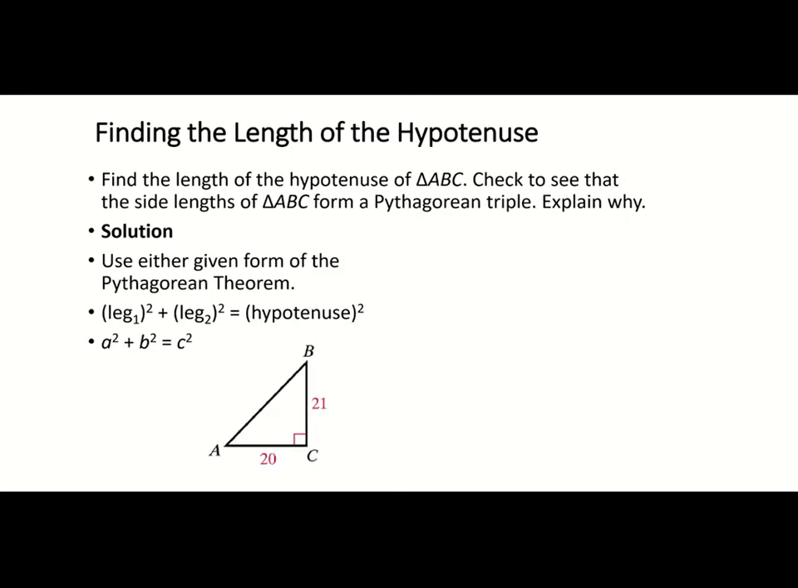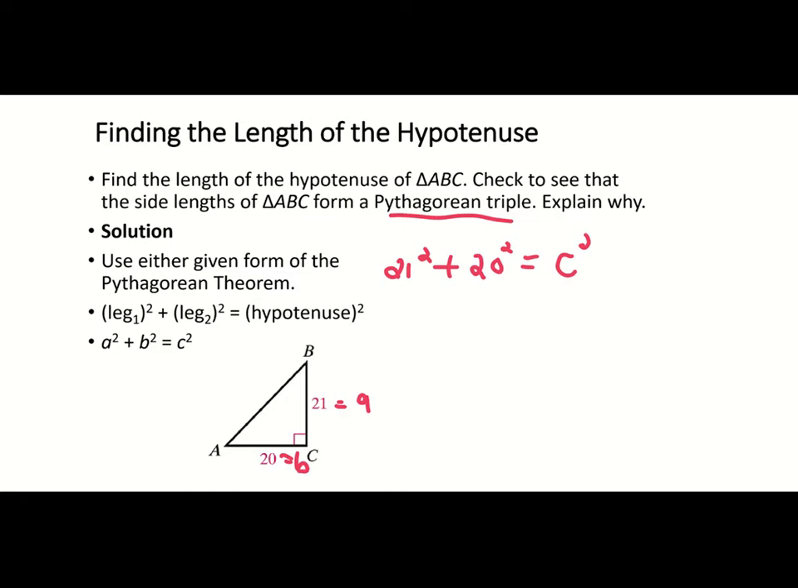All right, so here they want us to find the length of the hypotenuse of triangle ABC. And we want to see if it forms a Pythagorean triple. So if it comes out to all whole numbers, it will be a Pythagorean triple. We are missing the hypotenuse. So we have a and we have b. It doesn't matter what you call a, what you call b. One of the two legs is a, one is b. So to put this in our Pythagorean theorem, we're going to do 21 squared plus 20 squared is equal to c squared.